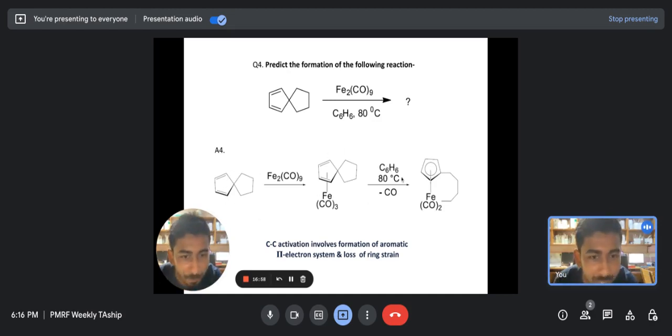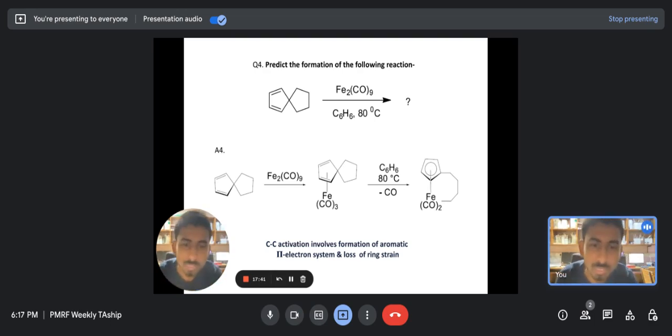But for C-C activation, as I have already said, we need some higher temperature to break the C-C bond, because the activation barrier is quite high. Had there not been this much temperature, the reaction would stop here. But here is the trick: if you heat this compound at 80 degrees Celsius in benzene, one of the CO molecules gets eliminated. And since I have already discussed that ring strain plays an important role in controlling how the C-C bond activation will take place.